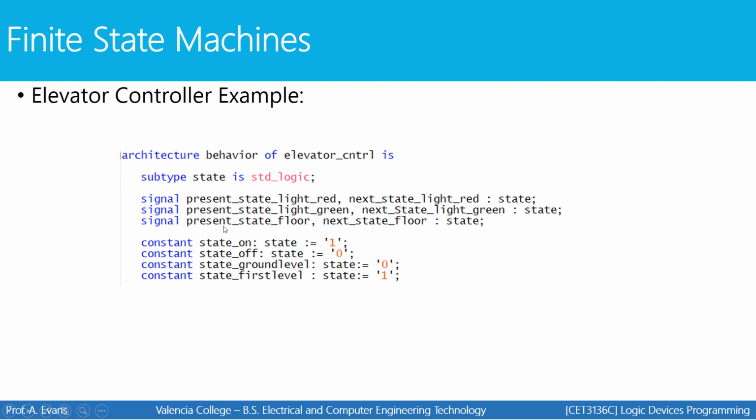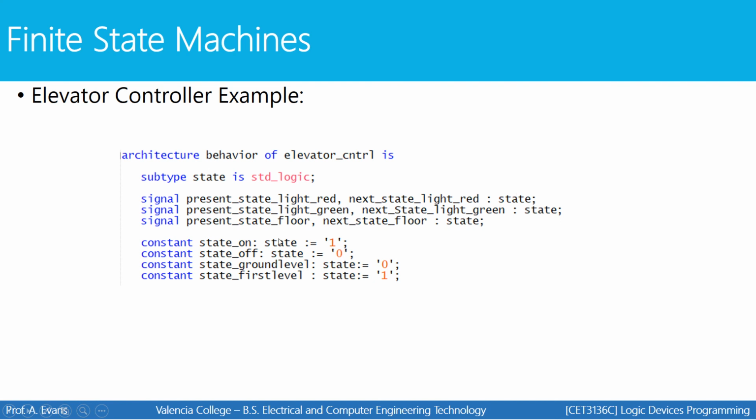Now notice I have way more signals than before. That's because I have 3 outputs now. The other examples I showed you, you only had 1 output. If you have 3 outputs, you need to know the present state and the next state for each output. So you'll see that I have a present state for the red light and a next state for the red light, present state for the green light, next state for the green light, present state for the floor, next state for the floor, and they're all of type state.